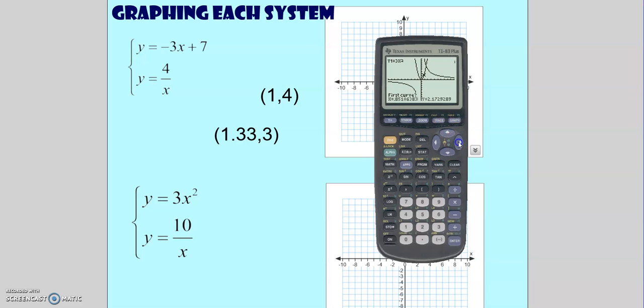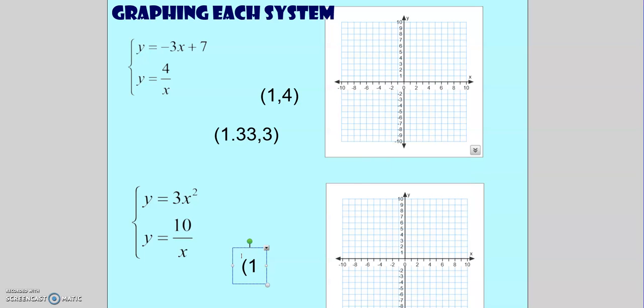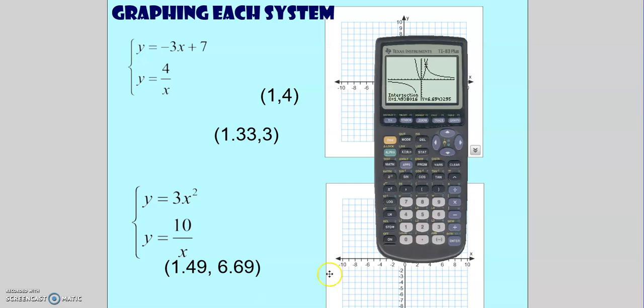Use my cursor to find the blinky guy. We can see right now it's on y1, which is your parabola. So I'm going to hit enter. Then it's jumped to y2, which is 10 over x, so I can see that it's on the other curve. I can hit enter. I'm going to arrow over to guess it as close as I can. Hit enter a third time, and now it gives me my intersection point of 1.49 and 6.69. So you can just round those to the nearest hundredth, but then I will have one point of intersection here, 1.49, 6.69 for one solution in this graph.